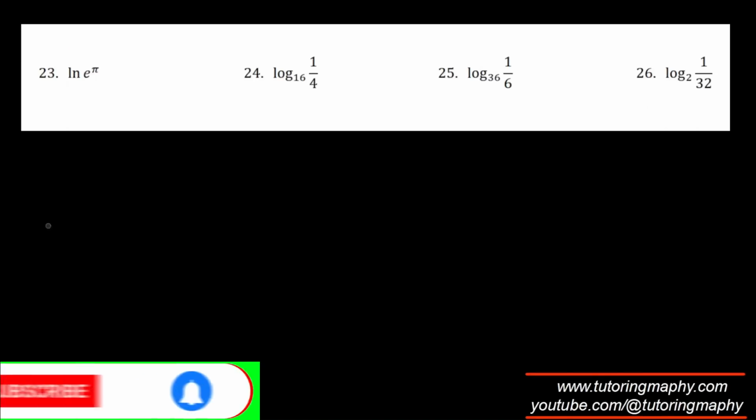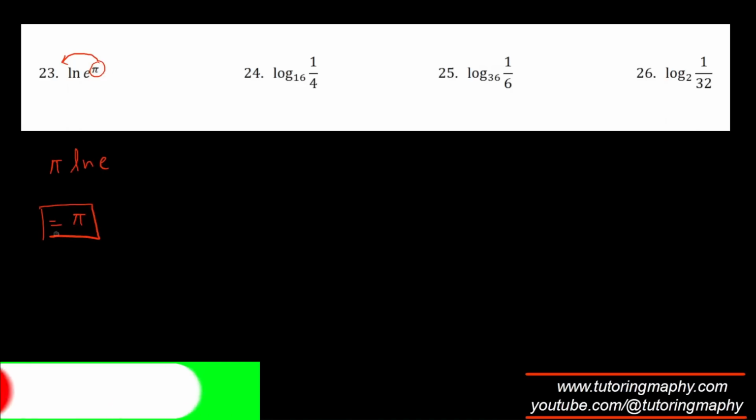More questions here. It's pretty straightforward, right? Pi is a constant and is thrown outside. So pi ln e, and ln e is just 1. So the answer is pi.